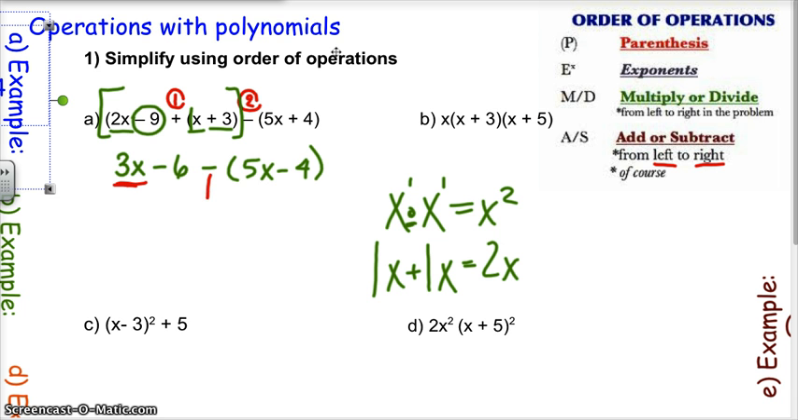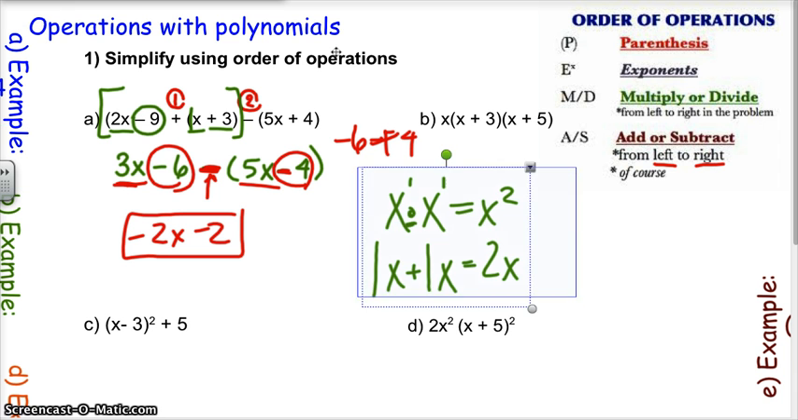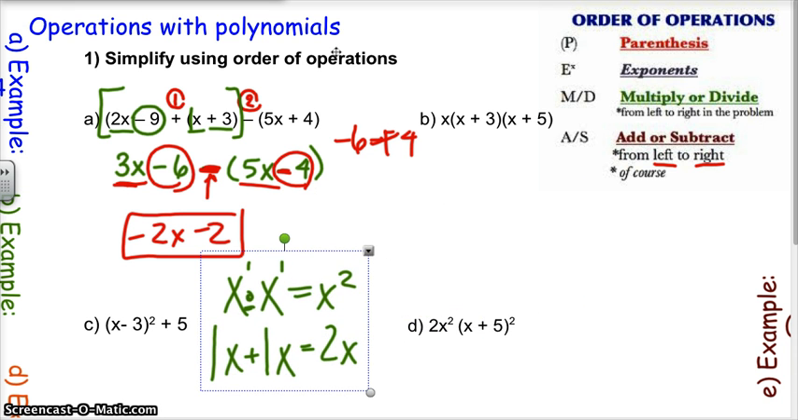3x minus 5x is a -2x. Negative x minus a -4. -6, I think I said x there. -6 minus a -4 is a -2. Don't want to erase that quite yet. Let's move it over there.